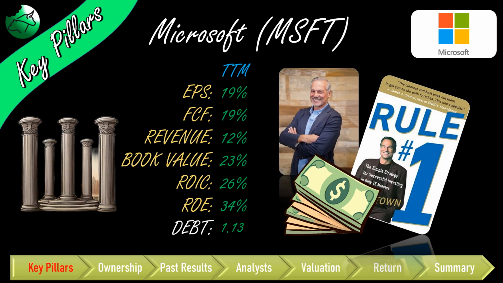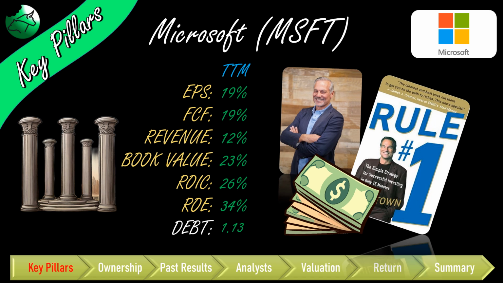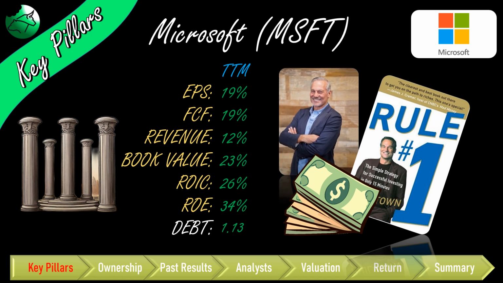Now we move on to debt, and Phil Town prefers a company that is able to pay off debt with their free cash flow within 3 years. Debt can be paid off in just over 1 year.